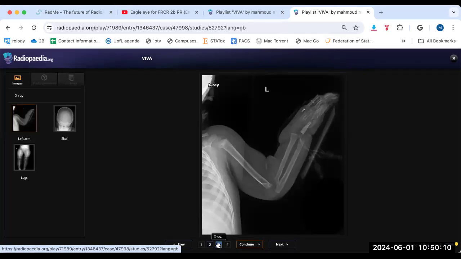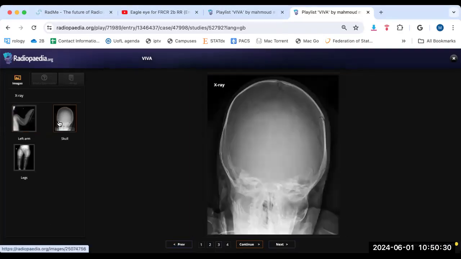Okay, can you see anything? I think there is dislocation of the radius, maybe. Dislocation? Yeah, of the radial head. And there is also a fracture of the distal ulna and also the distal radius. There is a buckle fracture of the distal radius and the ulna. We have other images. Is there anything here?